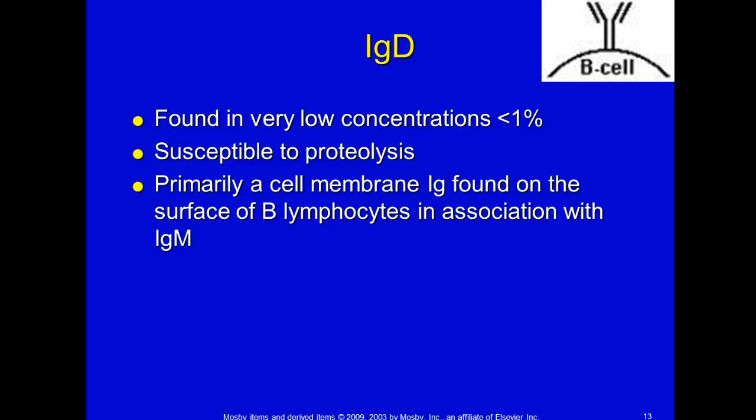Next one, IgD. This one is found in the lowest concentration of all immunoglobulins. It's less than 1%. Its main claim to fame is it's bound to the surface of B lymphocytes. So you can see a little picture up there. There's a little B cell with a little IgD sticking out of it.